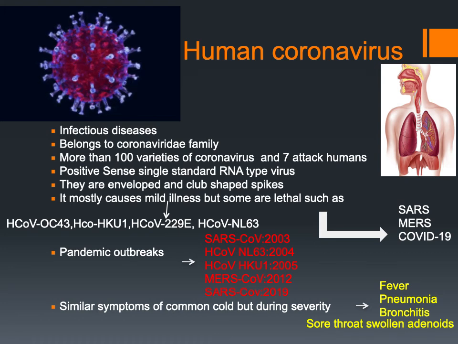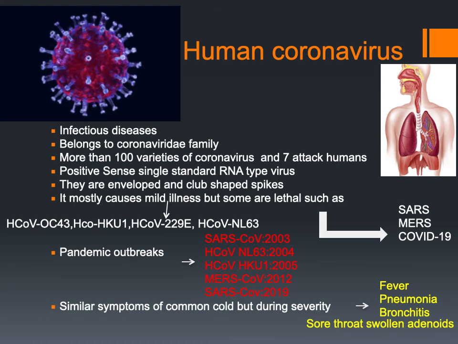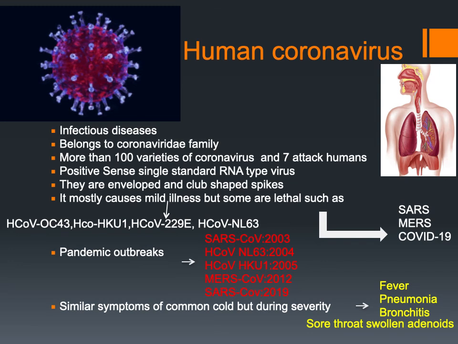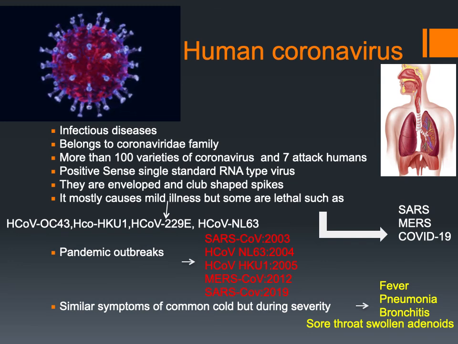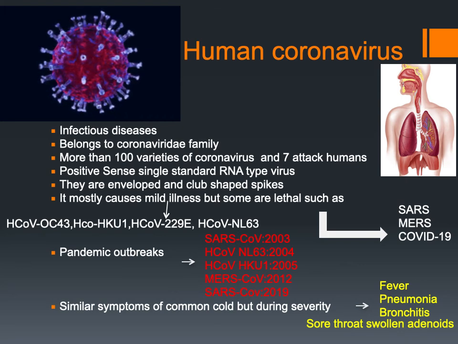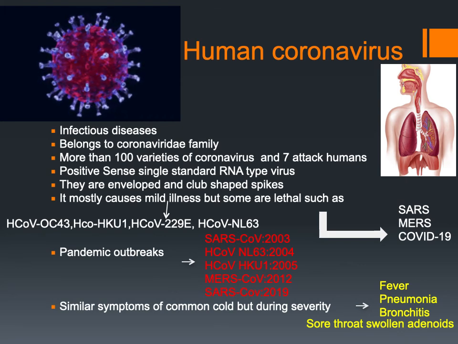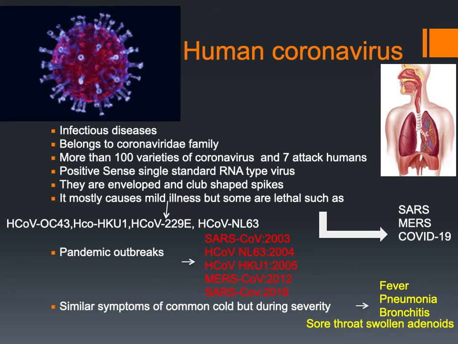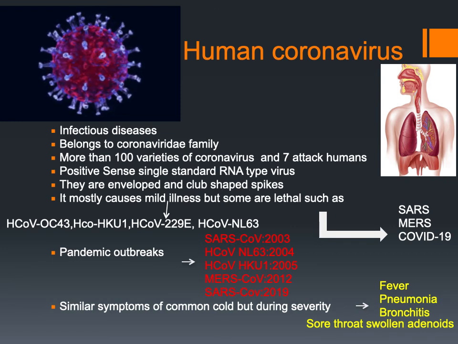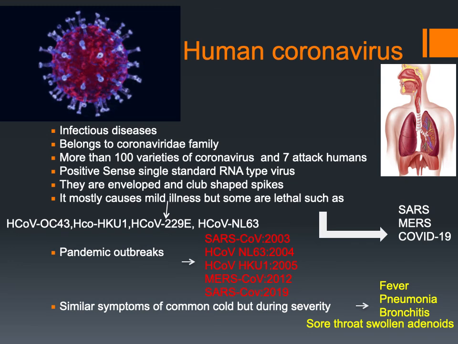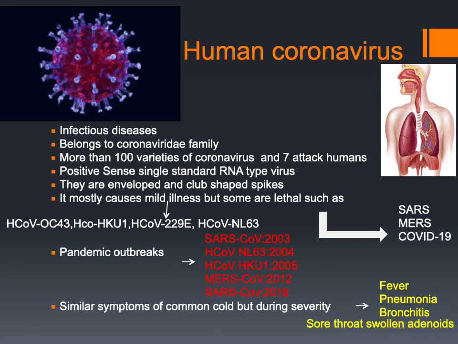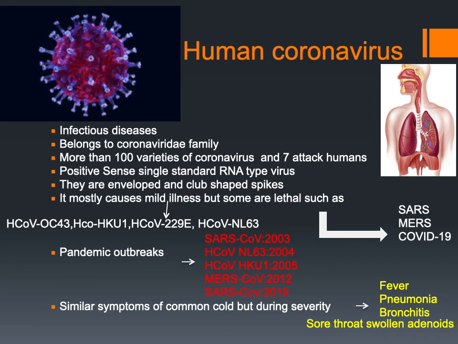This virus is enveloped, and it has different spikes around it. It is almost club shaped, and the name corona was given because of the shape of the spikes. It almost looked like a crown. That's why the name corona has been given to this type of virus.